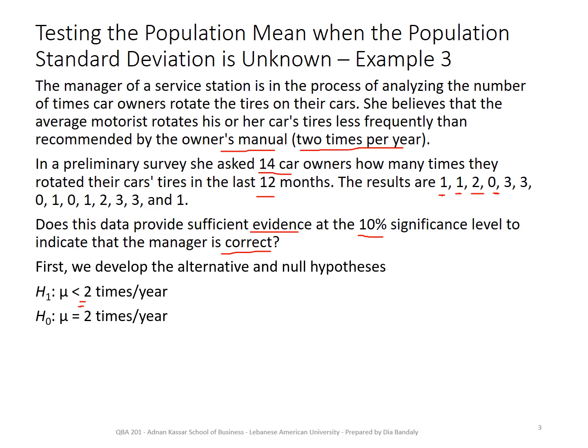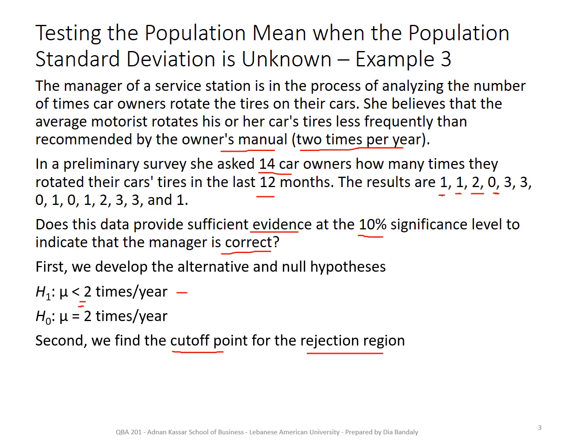What do we do next? We want to find the cutoff point to find the rejection region or the critical point. So the cutoff point for the rejection region. So you see from the alternative hypothesis that this is a lower tail test, or left tail test. Which means something like that.